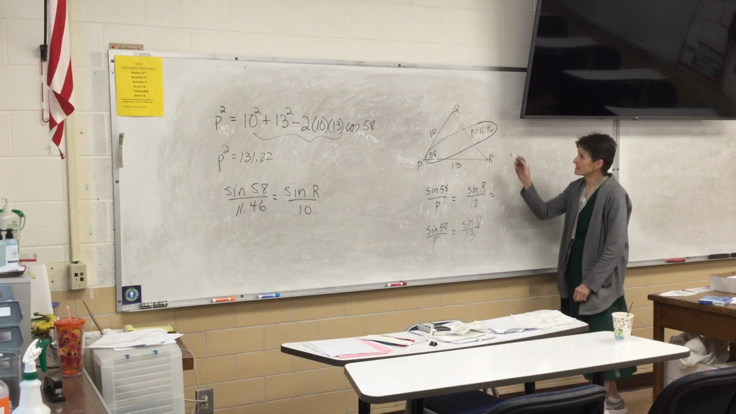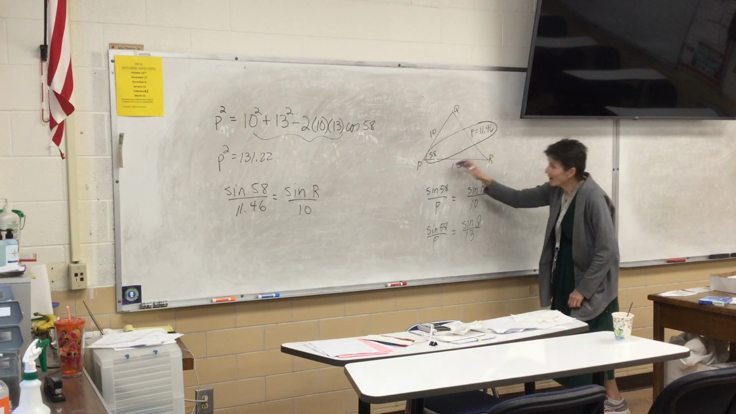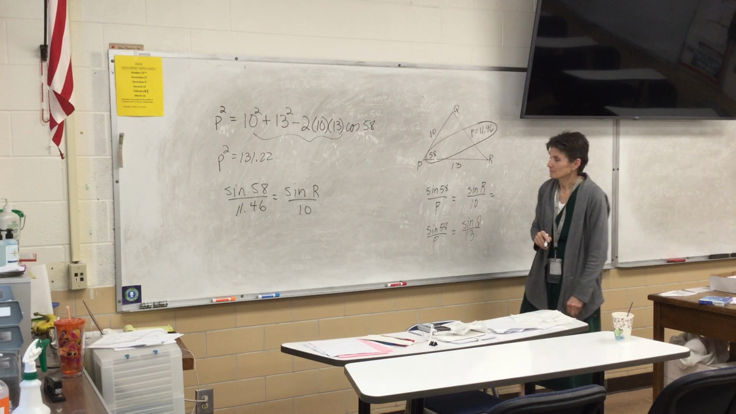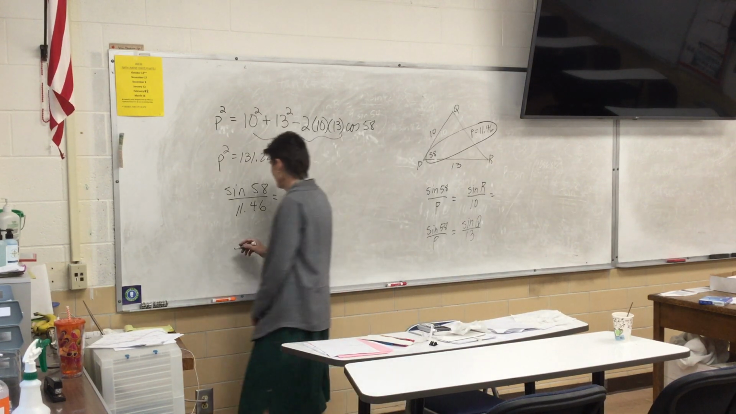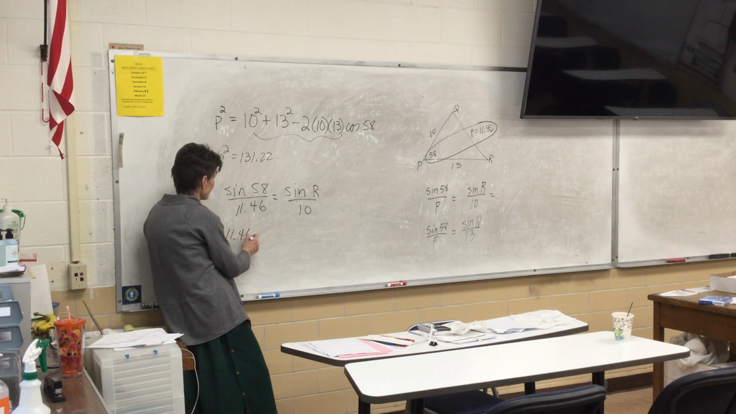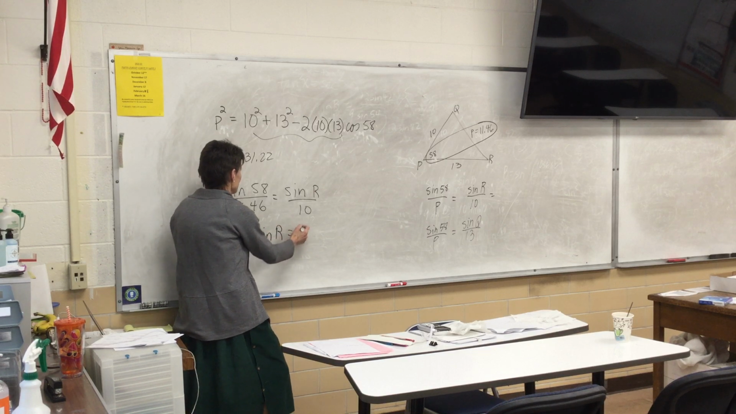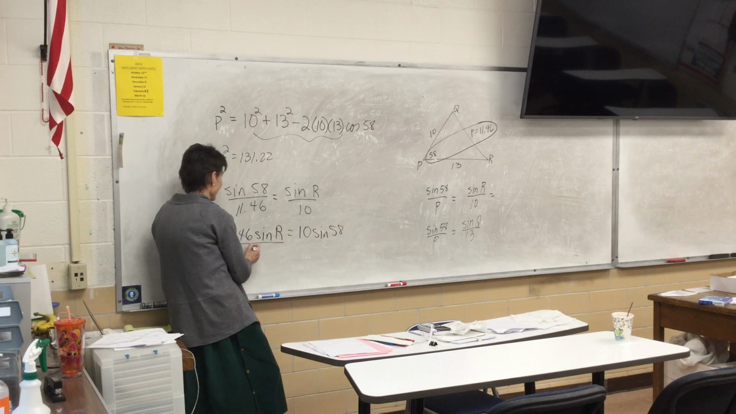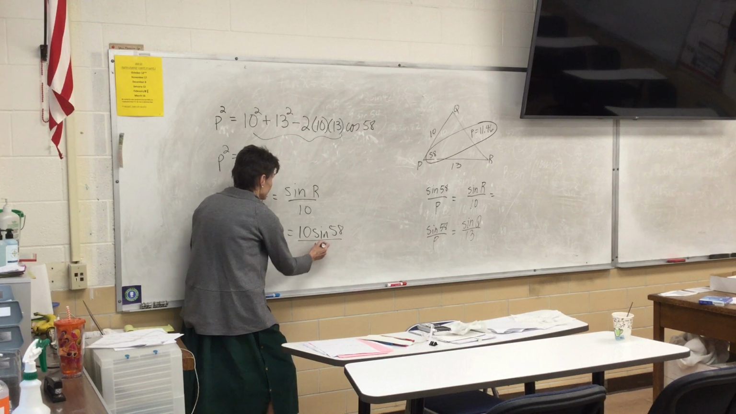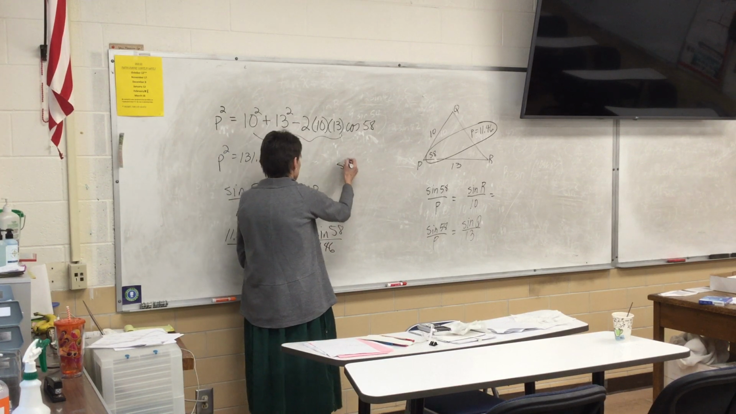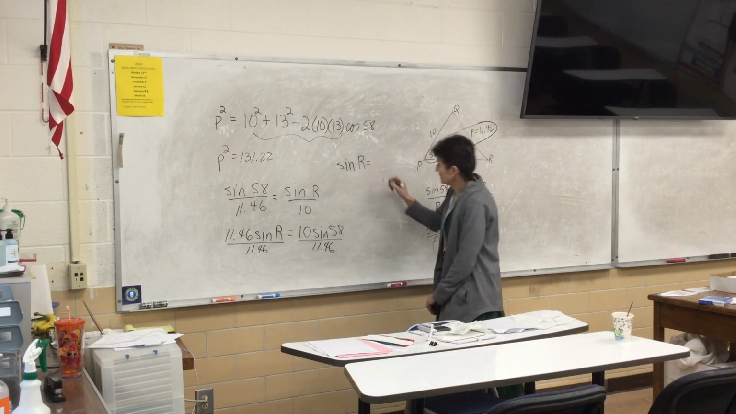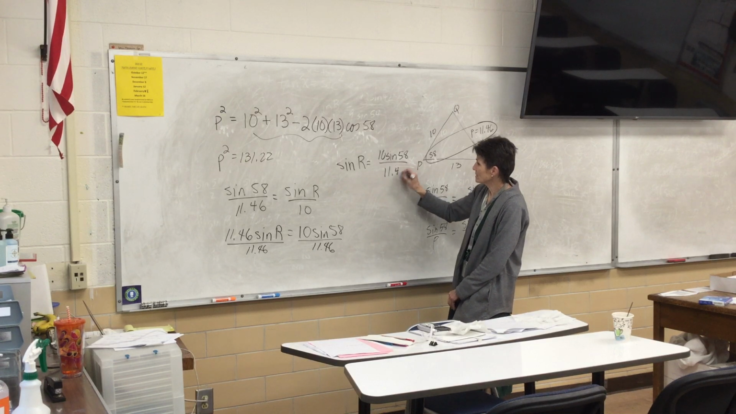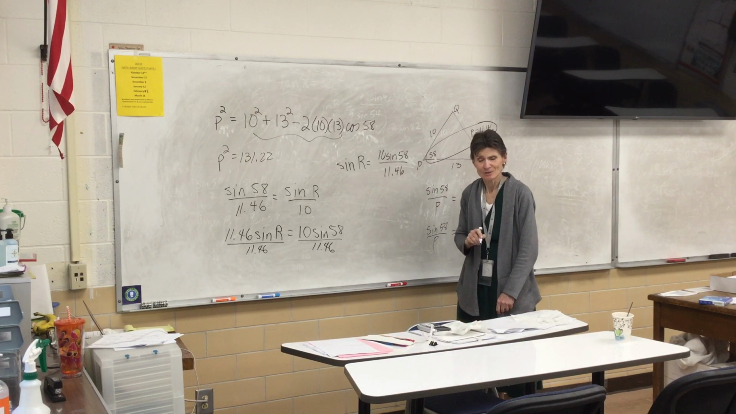Once you find this side over here, then you have a setup that'll work with the law of sines. So 11.46 sine R equals 10 sine 58. Divide by 11.46 only. So sine R equals 10 sine 58 over 11.46. Look familiar? Sure it does.